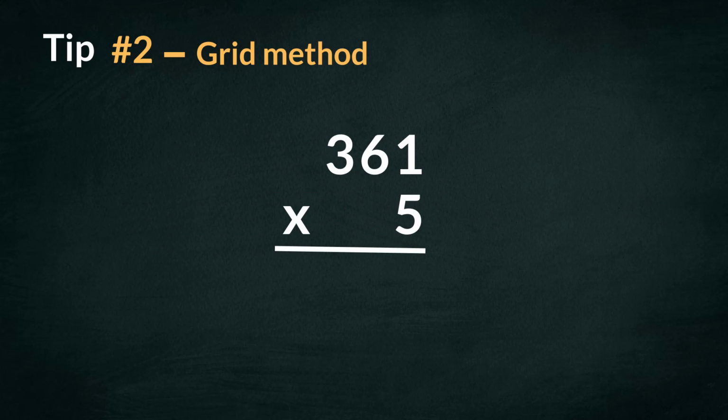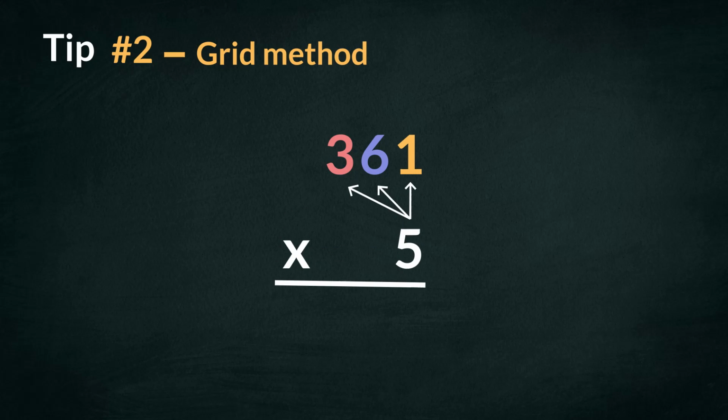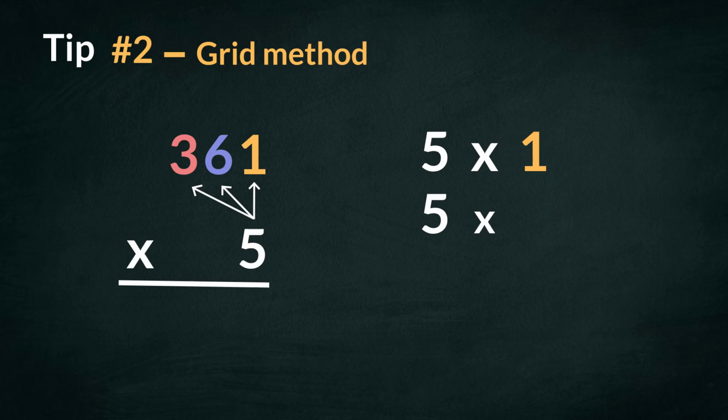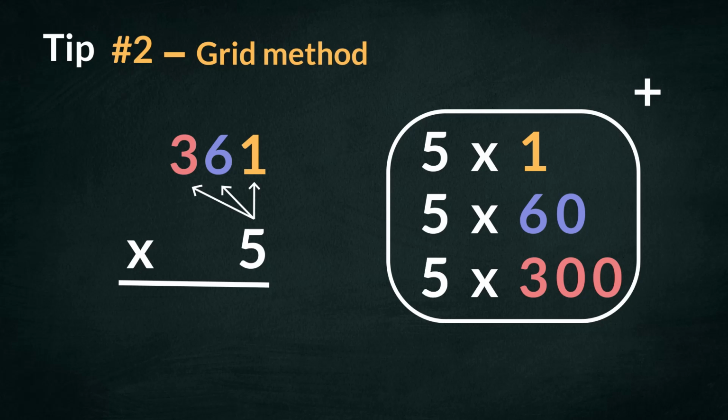361 times 5. In multi-digit multiplication, we learn to take the bottom number and multiply it with each digit of the top number. In other words, we're multiplying by the ones, the tens, the hundreds, and so on. This means we're not just multiplying 5 by 1, 6, and 3. 5 is actually multiplying by 1, 60, and 300. Then when we add all the answers together, we get our final product.